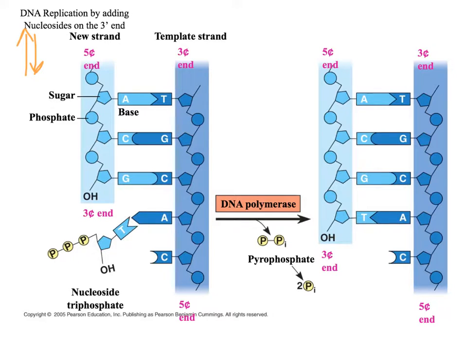DNA is always read and made 5 to 3. Remember that. I think I said 3 to 5 on the last one, but remember, it's always made 5 to 3. 5 prime, which is what that little quotation mark thing is called. That little doohickey is called a prime. Make sure you know that. And DNA is always read, and it's always made 5' to 3'.